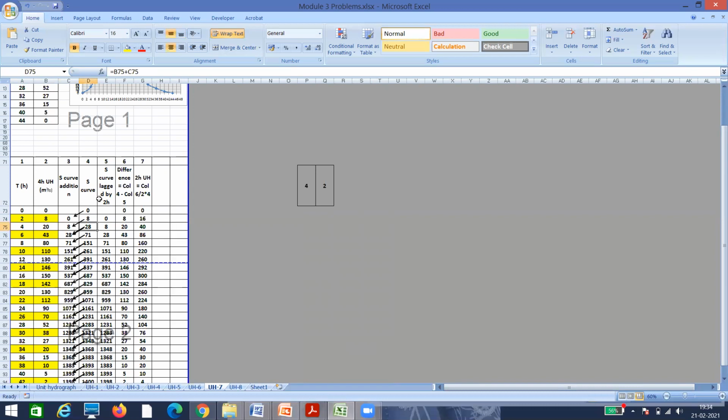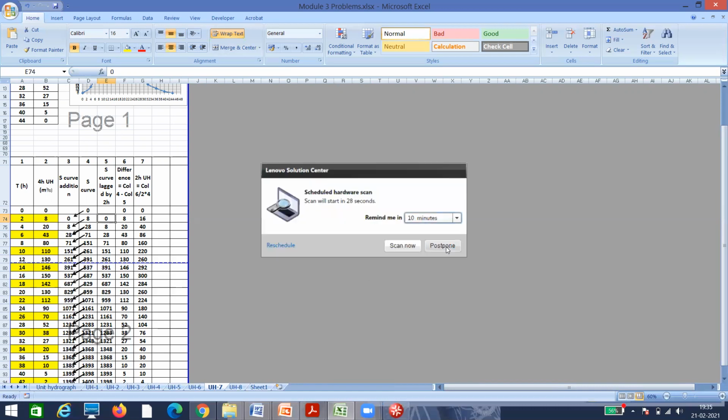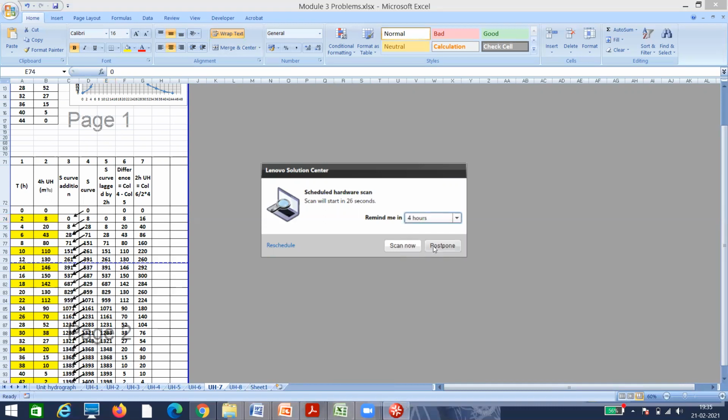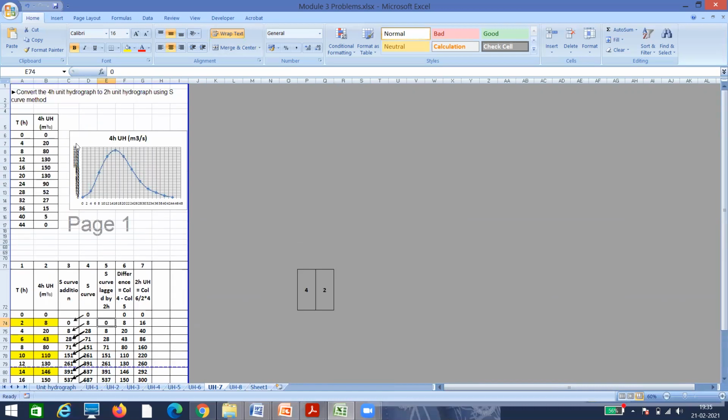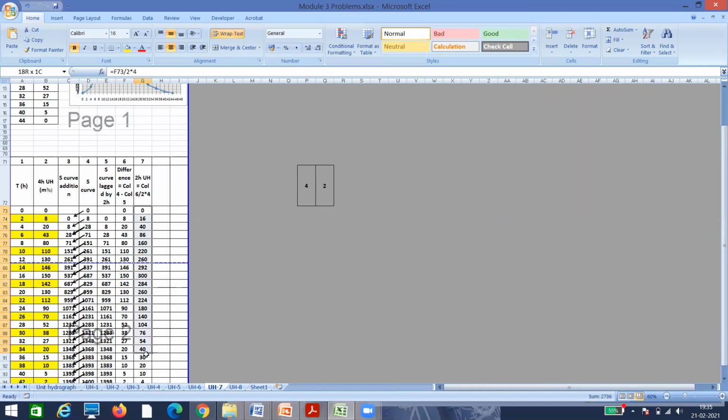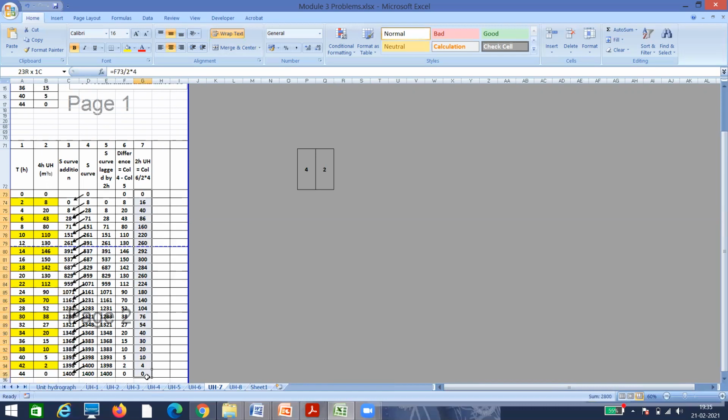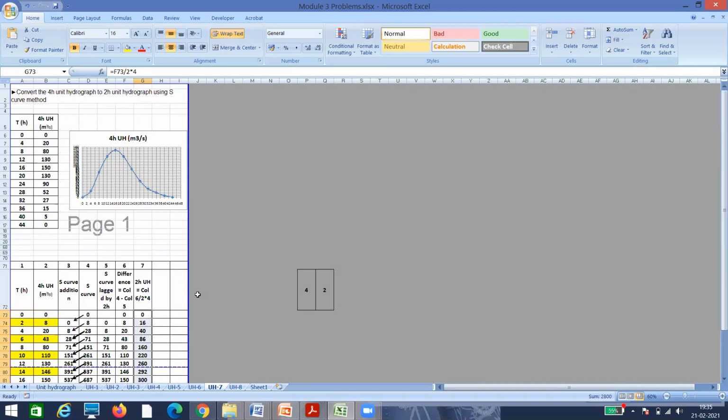Then S-curve lagged by 2 hours. I'm lagging it by 2 hours, so 2 is next. Then I'm finding the difference. 0 minus 0, 0, 8 minus 0, 8. And then, as I told you, I'm converting 4 to 2. So multiply by 4 divided by 2, and I'll be getting the ordinates of your 2-hour unit hydrograph. So this is how we do the conversion using the S-curve method.